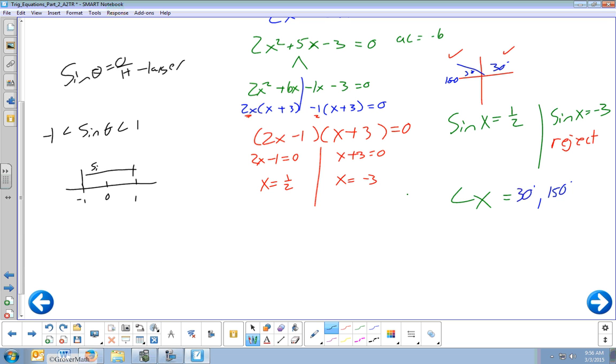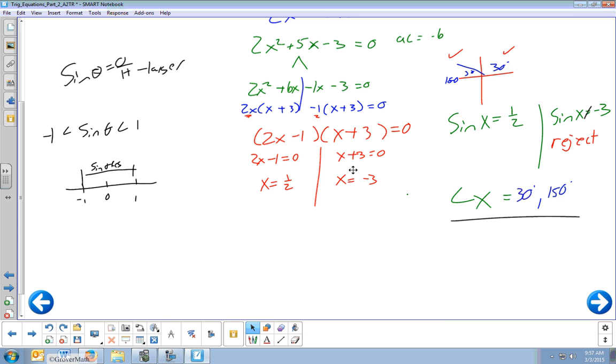Sine and cosine is strictly between -1 and 1. It can't be 2, 3, 4, 5, 6. It can't be -2, -3, -4, -5. It's got to be strictly between that because it's a number divided by a larger number, opposite divided by hypotenuse. So if you ever get sine equals anything greater than 1 or less than -1, you can type it into your calculator, second sine, but automatically you can know that it's going to reject right there. So we're left with just these two answers.